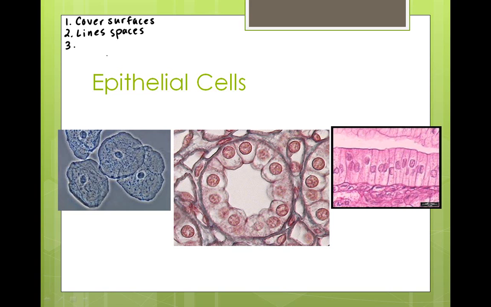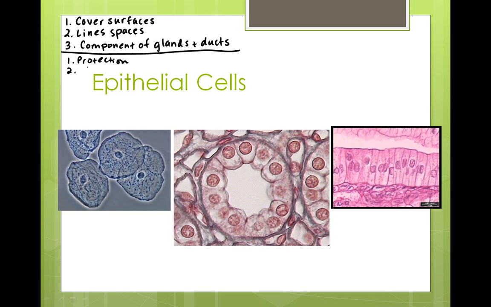And number 3, it's going to make up glands and ducts. So it's a major component of glands and ducts. Now, there are 3 basic functions that epithelial tissue has. Number 1 is protection. Epithelial tissue is going to protect underlying tissues from stress.